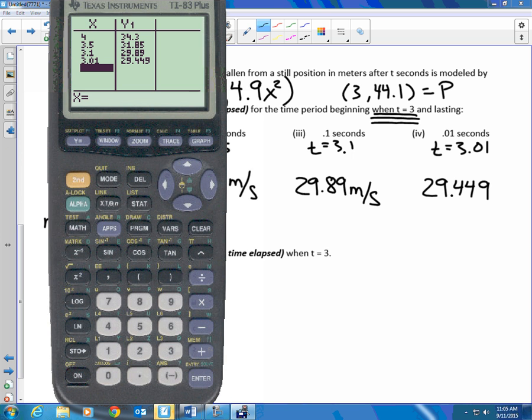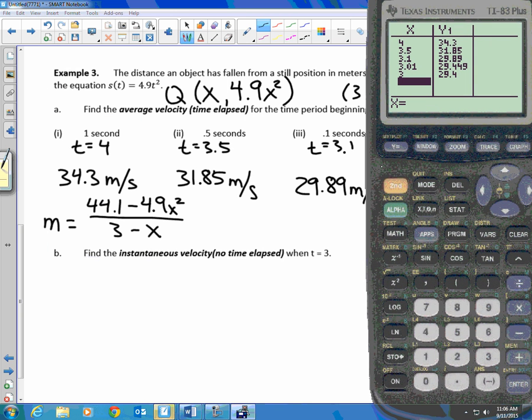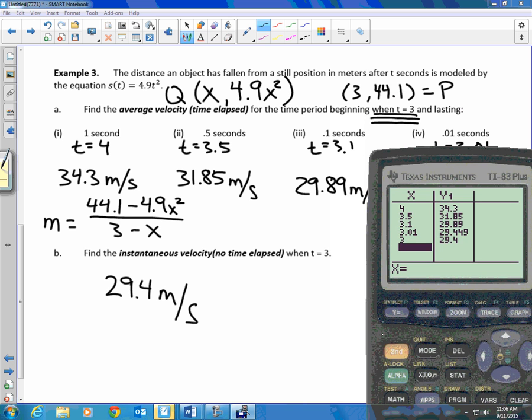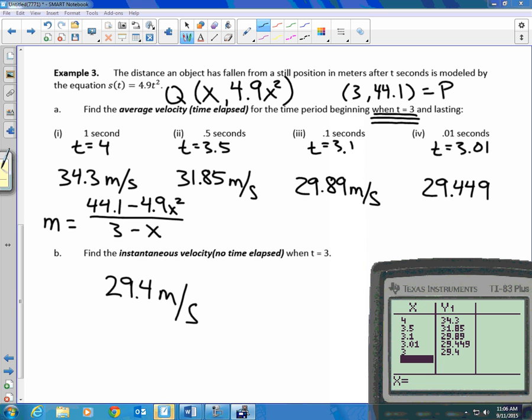If you were going to try to make a better guesstimation, what could you plug in? Go ahead and punch in a few of them. So I'm going to go with, it says find the instantaneous velocity, no time elapsed, when t is equal to 3. I'm going to estimate it to be 29.4 meters per second. We see that our values have been kind of converging towards that number. 34 wasn't a great estimation. 31 was better, 29, 29.4, 29.4.